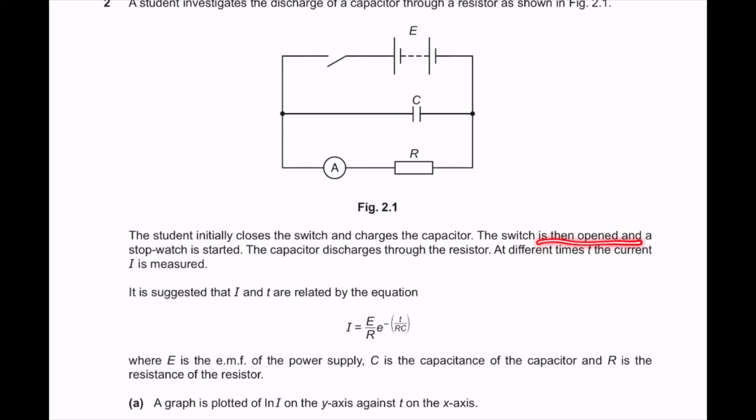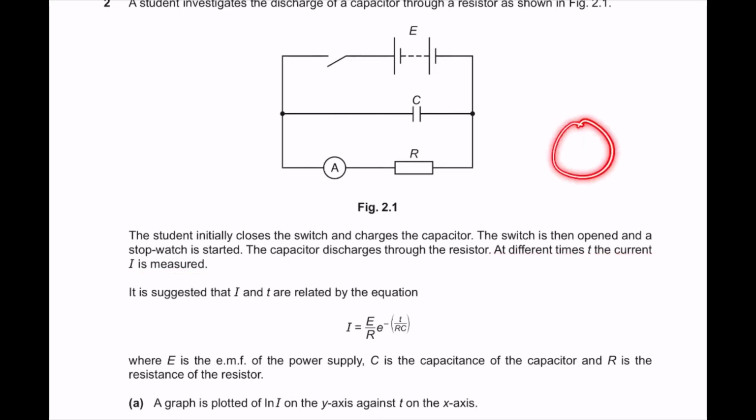The switch is then opened and a stopwatch is started. Now this is opened and a stopwatch at the same time is started. The capacitor starts to discharge through the resistor because it is connected with the resistor. At different times t, the current I is measured.